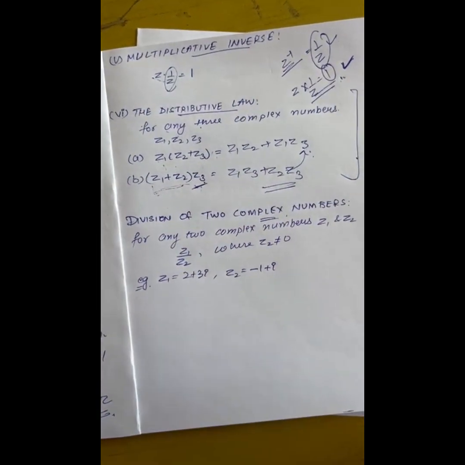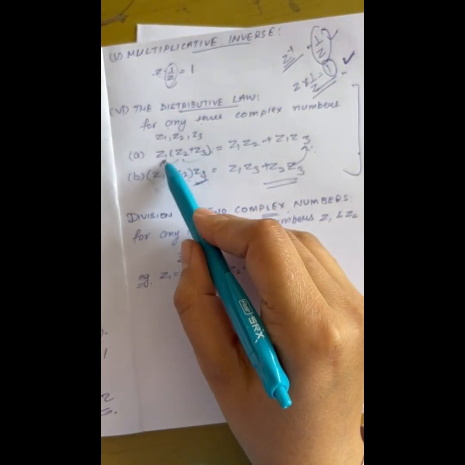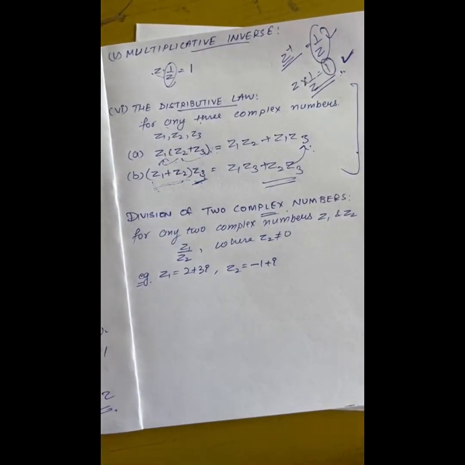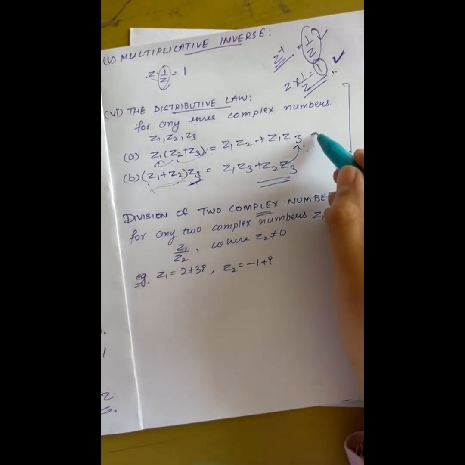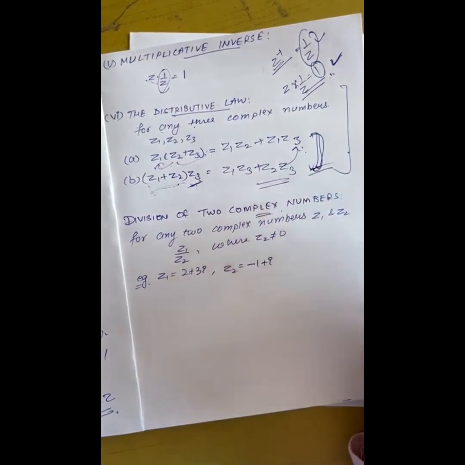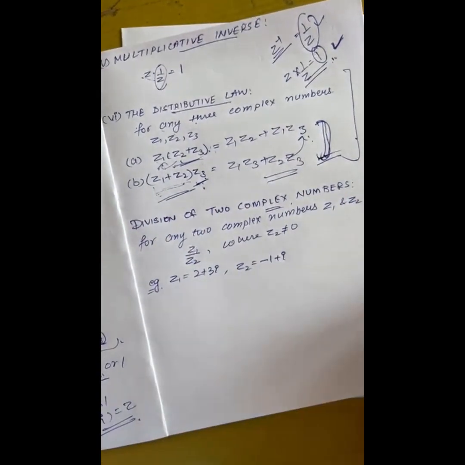Either we add two complex numbers and multiply with the third complex number, or we first multiply and then add, and the result will be the same. This is the proof here. Okay, so these two conditions you need to learn.